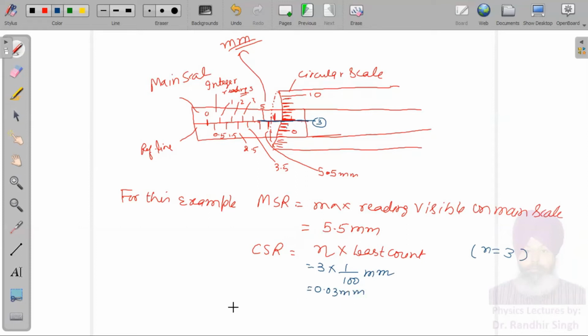So total reading is always the sum of both. Total reading of the screw gauge is the sum of main scale reading and circular scale reading. This will be 5.5 plus 0.03, that will be 5.53 millimeter. This is how we will take readings. So I will stop here.